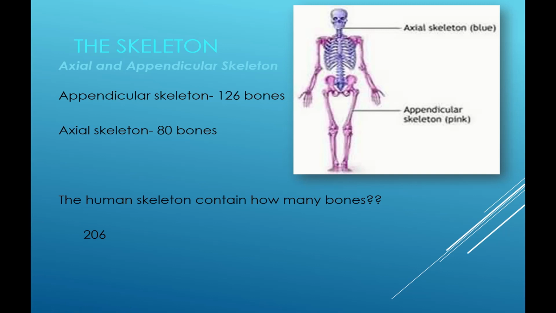The axial skeleton is more to do with protection. As you can see here, we've got bones like the cranium, the mandible, the ribs, and of course the vertebrae. These protect things like the vertebral column and the vital organs, heart, lungs, liver, etc. And then of course the cranium, which protects the brain. So in total there are 80 bones which make up the axial skeleton, which added together means that the human skeleton is made up of 206 bones.